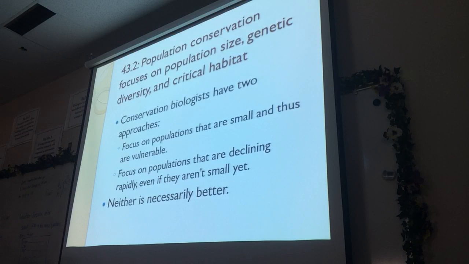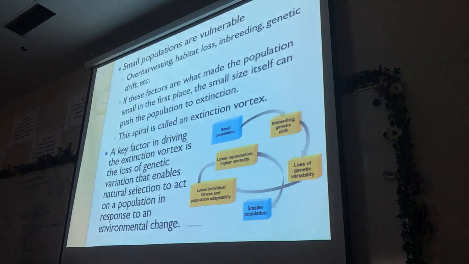So conservation biologists really have two different approaches to this issue of biodiversity. You can either focus on populations that are small and, as a consequence of being small, very vulnerable. If you're going to do that, usually the biodiversity has already been lost because the population is already small. You can also focus on populations that are declining but aren't yet small. So one of them is reacting to small populations, and the other is trying to prevent the populations from shrinking in the first place. Neither one of these is necessarily better. It's just two different approaches to the same problem.